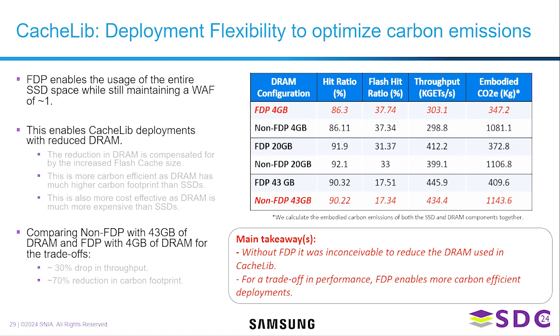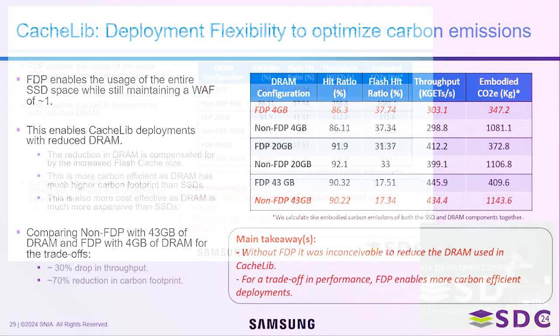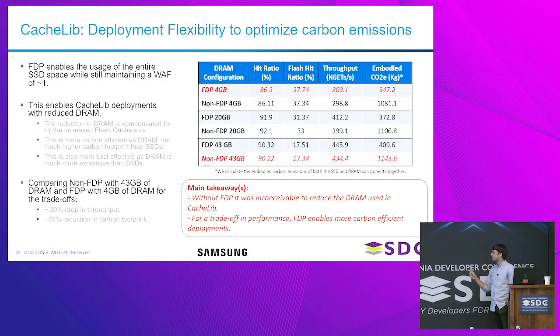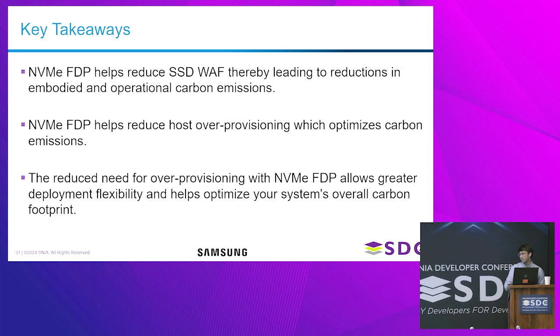And I think the key to note here is, without FDP, such an exercise of even varying DRAM was not possible, because you'd have such a high SSD WAF that your SSD would just burn through really fast. So this kind of deployment flexibility was only afforded due to FDP's ability to keep your SSD WAF low and improve device utilization. That's all I wanted to talk about.